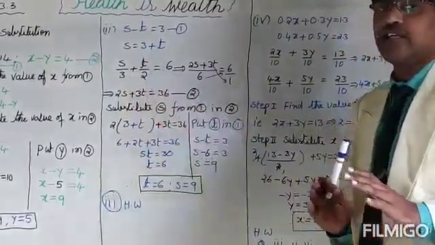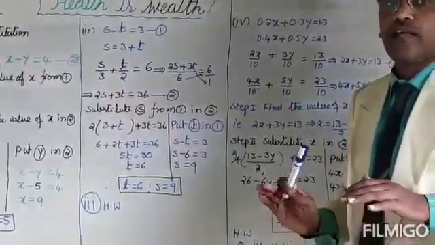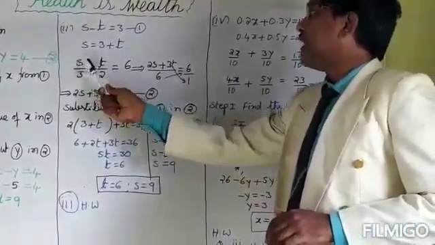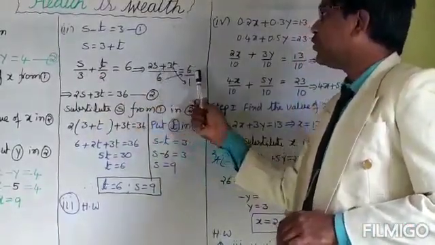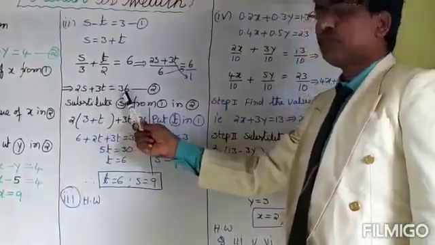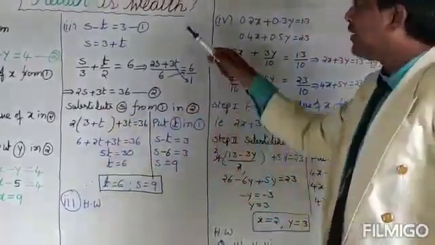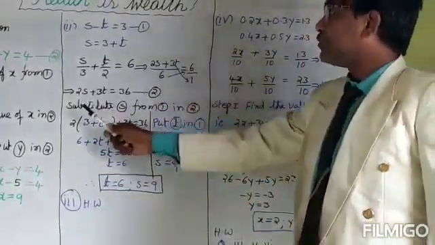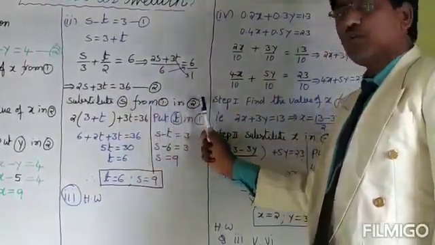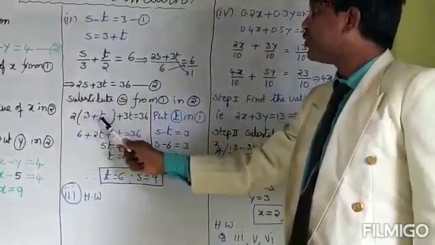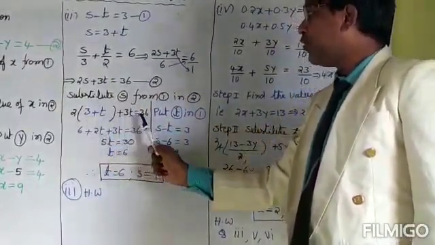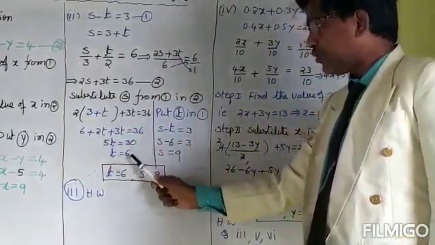Here the equation is not directly given, so you are going to take the LCM. The LCM of 3 and 2 is 6, and this gives 2s plus 3t equal to 36 by cross multiplying. This is equation number 2. Equation number 1 is already there. So by the substitution method you substitute the s value from 1 in 2, that is 3 plus t in 2s plus 3t equal to 36. So you are getting t equal to 6.